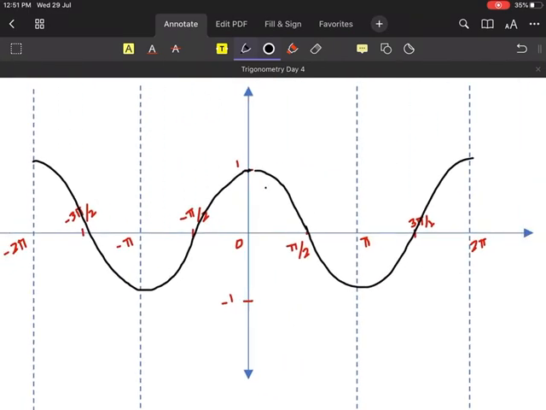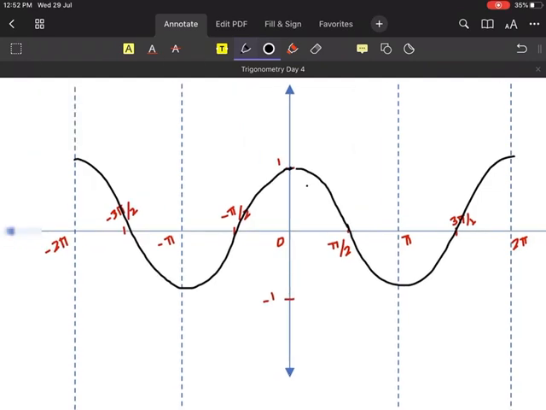Now look here. Cos 90 is how much? 0. Cos 180 is how much? Don't look at the diagram and tell me the answer, just from your head. Cos 180? Yes, minus 1. Cos 270 is how much? An odd multiple of pi by 2. Cos 270 is 0, right? Yes or no? And cos 360 is how much? Cos 360 is 1. Everyone clear?